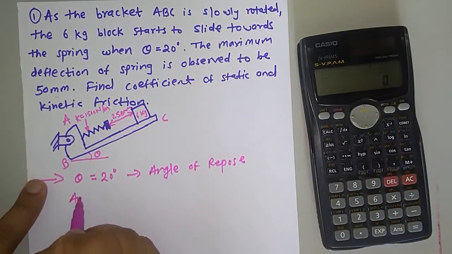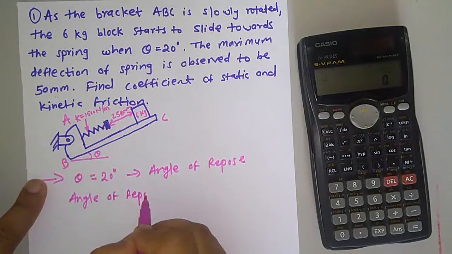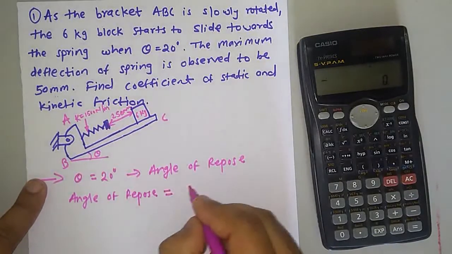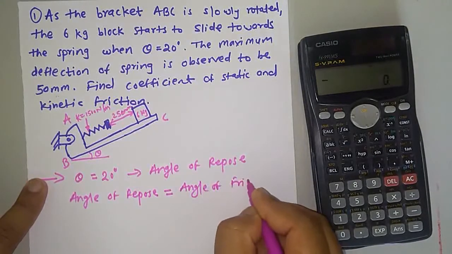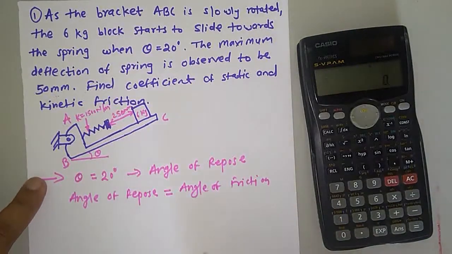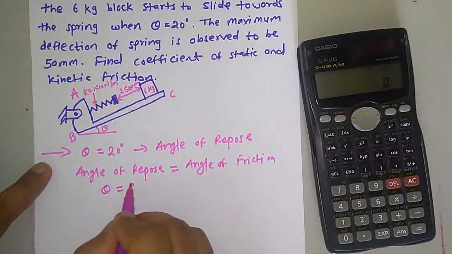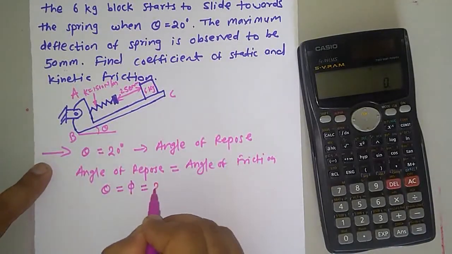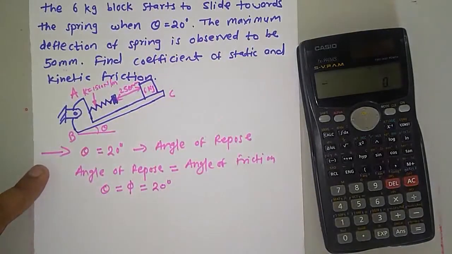Also we have seen the relation between angle of repose and angle of friction. The angle of repose is equal to the angle of friction. So from this, theta is equal to phi, which is equal to 20 degrees. So we got the angle of friction, that is 20 degrees.